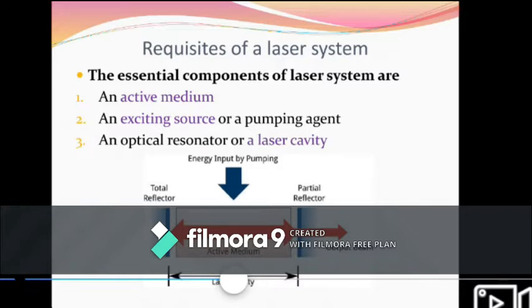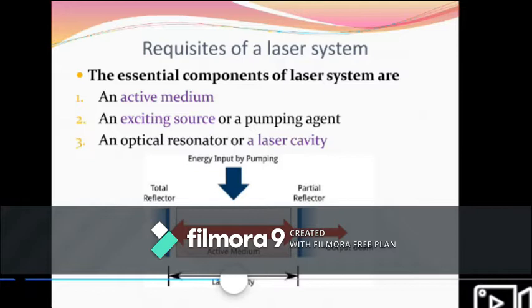Now you see that ultimately the photons are coming out of the partially reflecting side. So you get the photons out. They possess certain energy. Where does this energy come from? This energy comes from an external exciting source, that is, the pumping agent. You have already seen that in the previous slides. The atoms are pumped by thermal pumping, electrical pumping, optical pumping, etc.